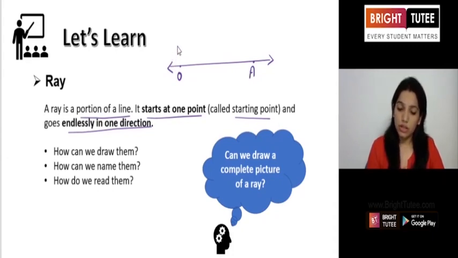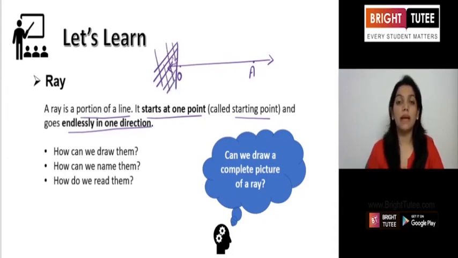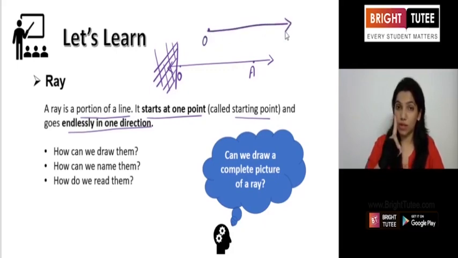I'll just cut this part here. I'm just cutting this part. From this line, I'm cutting this part. So what am I left with? I'm left with this kind of image where I can see point O. I can see a line which is going endlessly in one direction, which is marked with point A here. So what I can see in front of me is a ray.